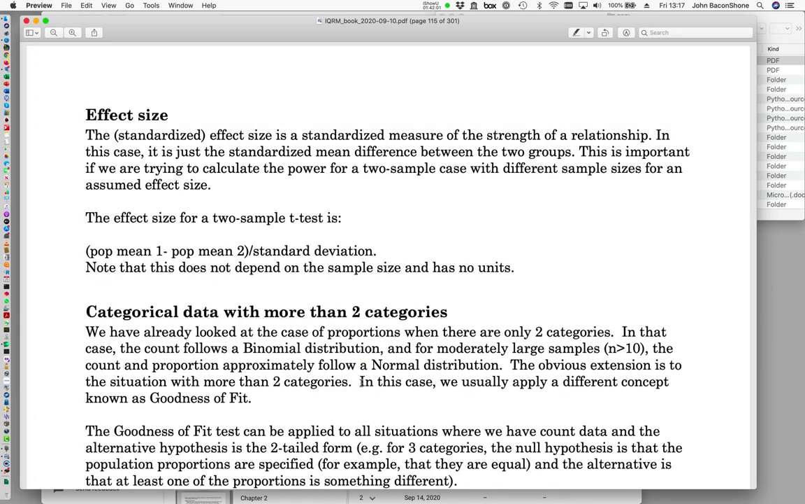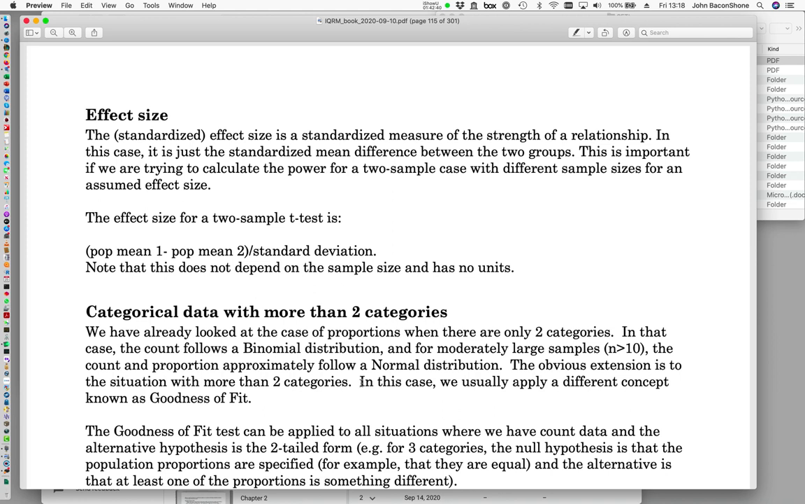Now, I want to introduce one more concept here before we move on. This is what's called effect size. So the standardized effect size is a standardized measure of the strength of a relationship. In this case, it is just a standardized mean difference between the two groups, right? So if we're comparing two groups, the effect size is saying how different are those two groups. So this is important if we're trying to calculate the power for a 2 sample case with different sample sizes for an assumed effect size.